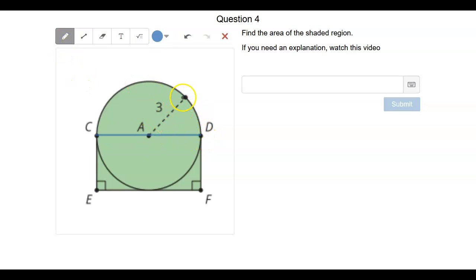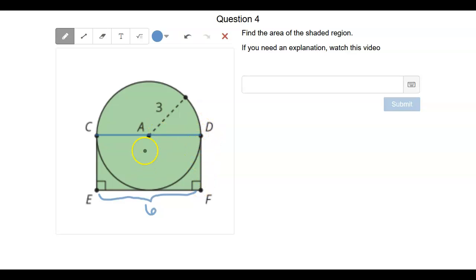And I can see here that this radius is 3, and in a circle, we know that all radii are the same length. So this radius here and this radius here are the same length, and so the total length of this would be 6. So from here to here would be 6.